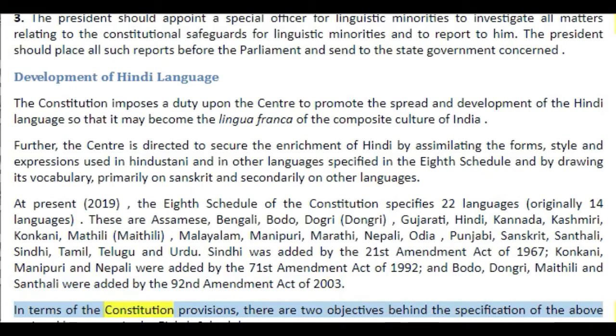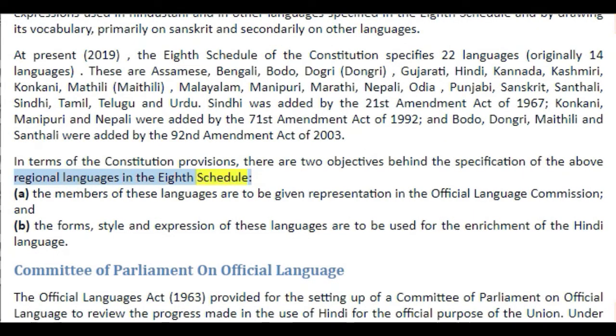In terms of the Constitution's provisions, there are two objectives behind the specification of the above regional languages in the 8th Schedule. A. The members of these languages are to be given representation in the Official Language Commission, and B. The forms, style and expression of these languages are to be used for the enrichment of the Hindi language. Committee of Parliament on Official Language.